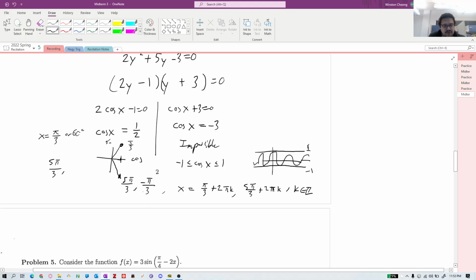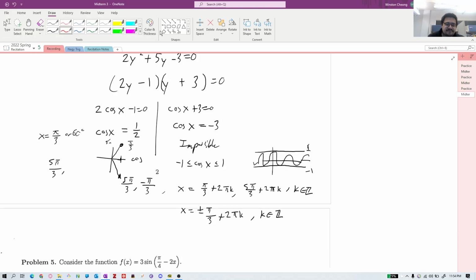That's one way to write it. However, if you notice that 5 pi over 3 is equivalently expressed as minus pi over 3, it's almost like you're collapsing it, but not quite. You just hide the other one in the minus portion. So it's plus or minus pi over 3 plus 2 pi k. Again, k is an integer. So you can write it like that as well. These are two different ways of presenting our answer.